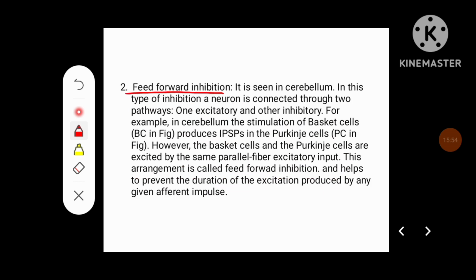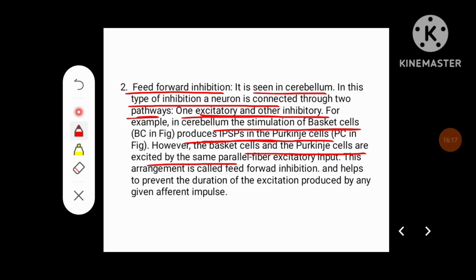There is also a phenomenon called feed-forward inhibition. It is seen in the cerebellum. In this type of inhibition, a neuron is connected through two pathways, one excitatory and another inhibitory. For example, in the cerebellum, stimulation of basket cells produces an IPSP in Purkinje cells. However, the basket cells and Purkinje cells are excited by the same parallel excitatory input, and this arrangement is called feed-forward inhibition. This helps to prevent the prolongation of the excitation produced by any given afferent impulse.